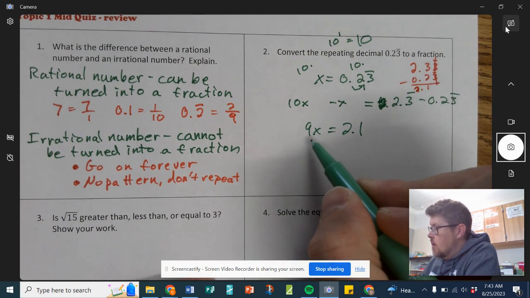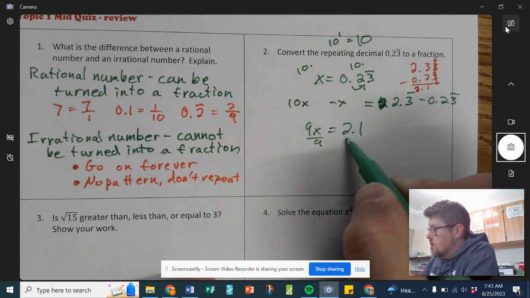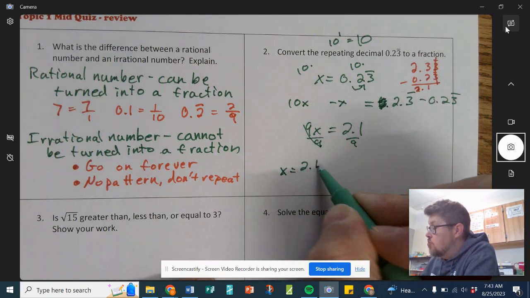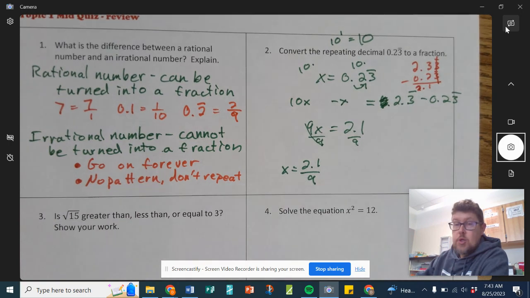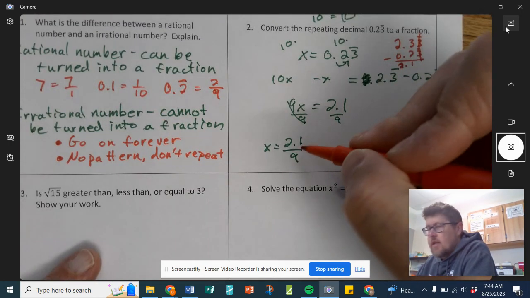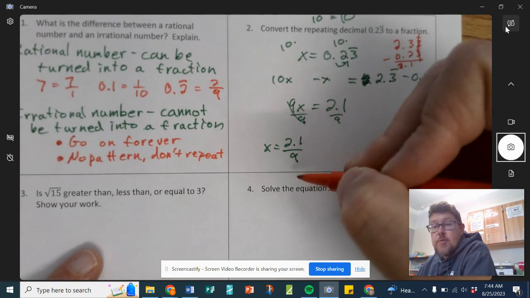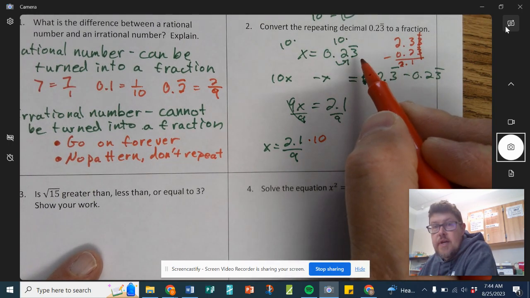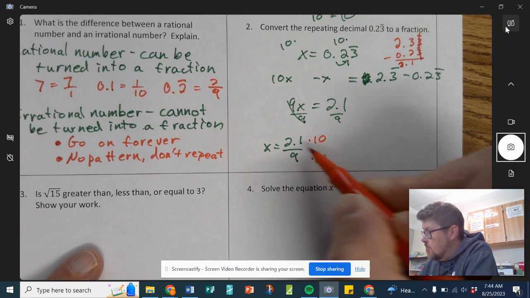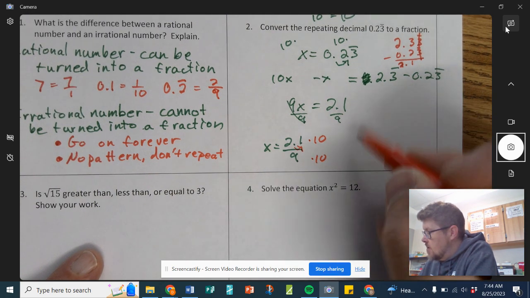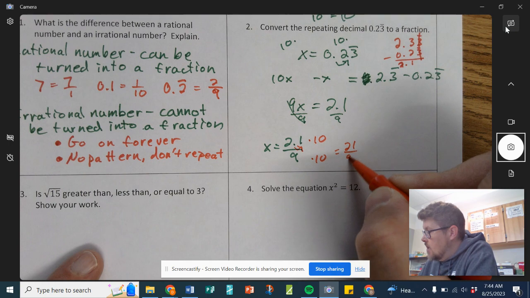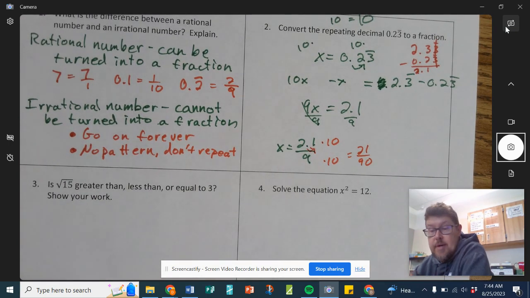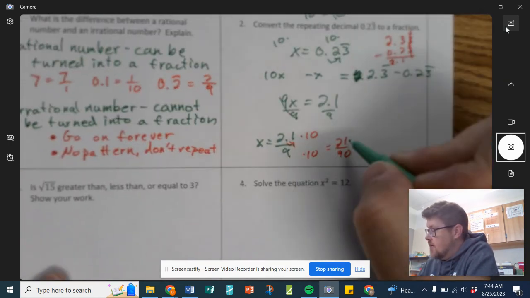2.1. Okay, now we want to get our x by itself, so we divide by 9 on both sides. We end up with 2.1 over 9. And then in our answer, we can't have a decimal and a fraction combined. So to get rid of that decimal, kind of just like we did up here to move that decimal, we're going to multiply by 10 on the top and the bottom. It moves the decimal over here, so it becomes 21 over 90. And then we got to figure out what we can divide the top and the bottom by to simplify the fraction, if we can simplify the fraction.